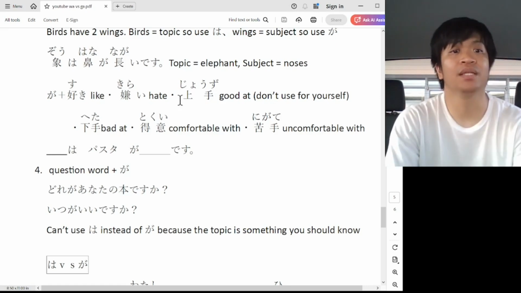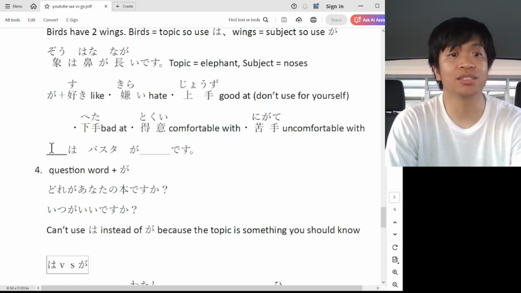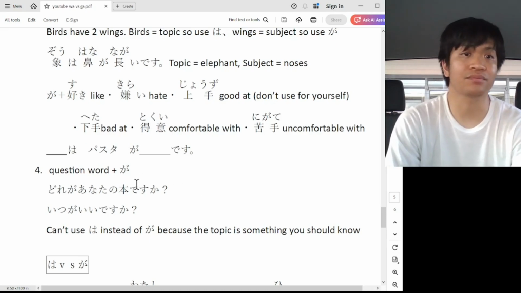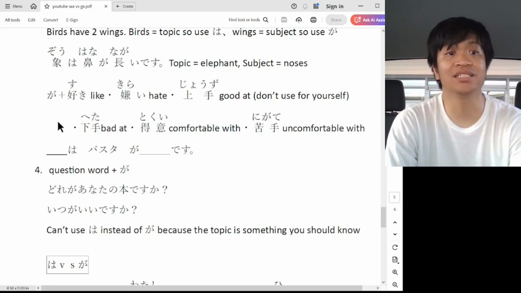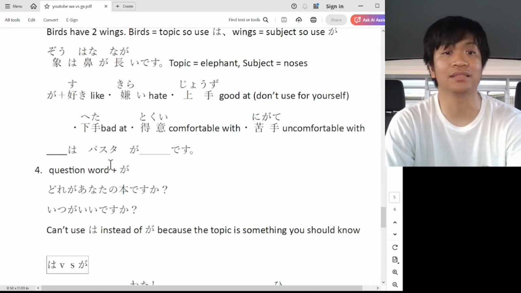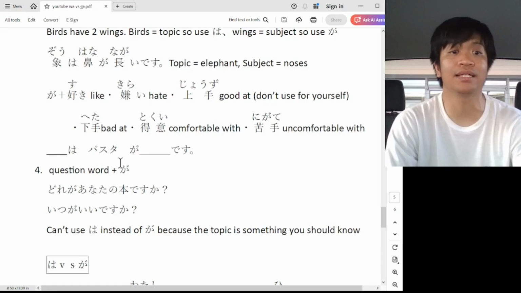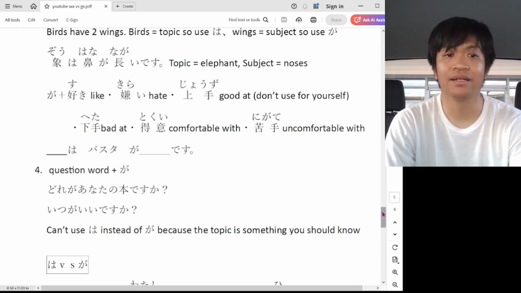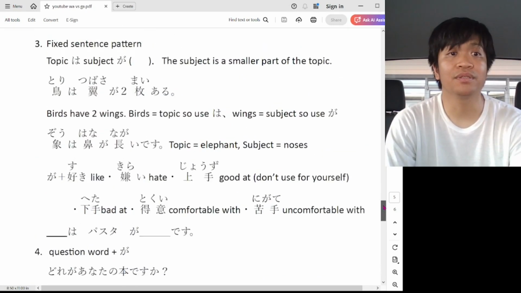All right. So yeah, 私はバスケが得意です。Or you can say 私はバスケが好きです。私はバスケが嫌いです。私はバスケが下手です。私はバスケが苦手です。All right, that's number 3.